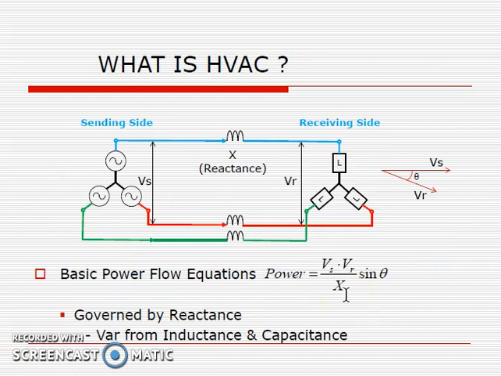What is the HVAC? The voltage is sent from the sending end side to the receiving end side. In between, the conductor has reactance, which will be influenced by the atmospheric conditions. The basic power flow equation is P equal to Vs into VR by X into sin theta, where theta is the phase angle difference between the sending end voltage and the receiving end voltage. It is governed by the reactance, from inductance and capacitance.